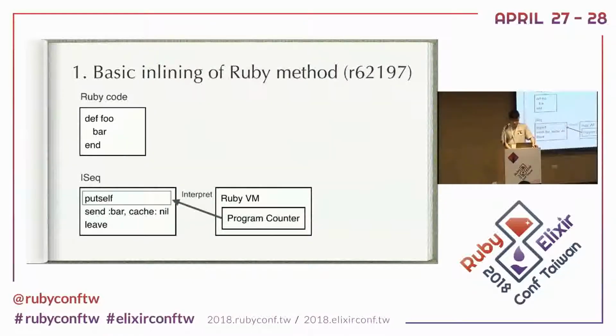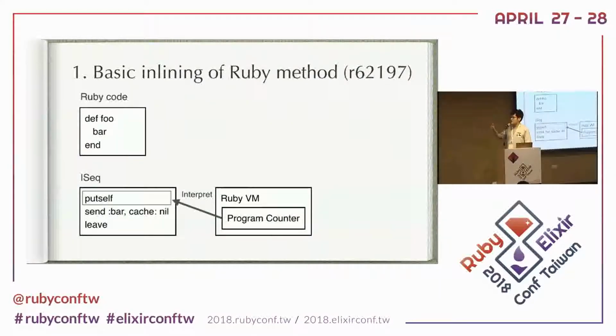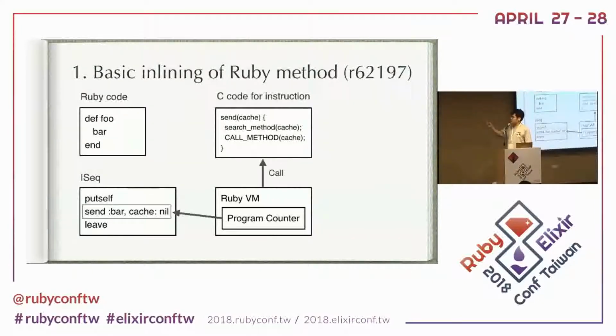When a Ruby method is compiled, internally it has an internal language called ISEQ. It's an instruction sequence, and here it's just calling the bar method. So it puts self on the stack, and it calls bar on the stack top receiver, like this. ISEQ is a sequence of instructions. So there are 3 instructions: putself, send, and leave, and then it calls the C functions associated with the instructions one by one.